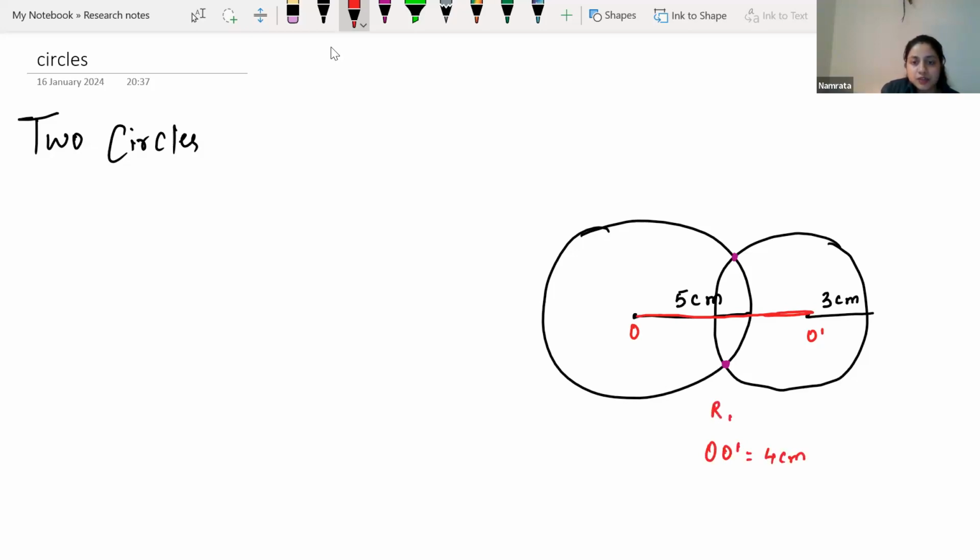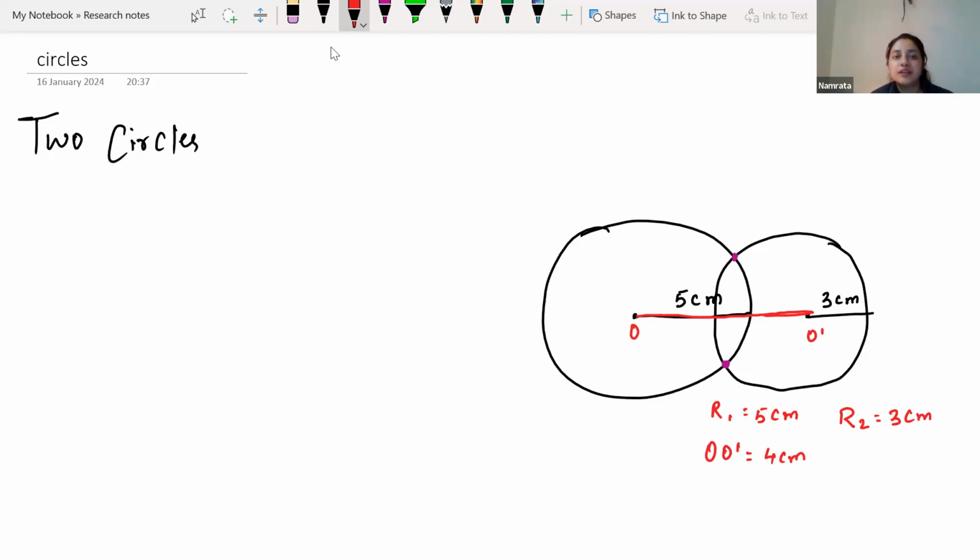Radius R1 of the first circle is given as 5 centimeter. R2, the radius of the second circle, is given as 3 centimeter. What else is given? Find the length of common chord. So here we have to find the length of common chord.